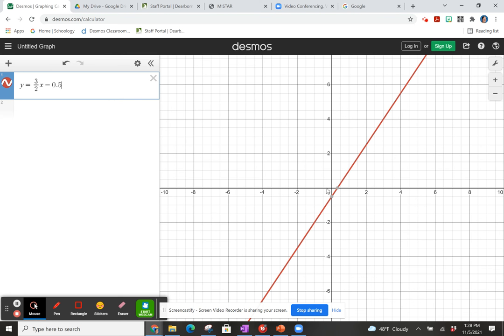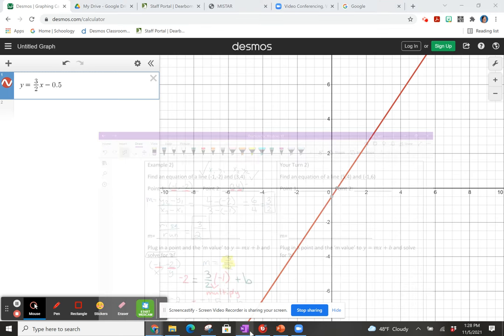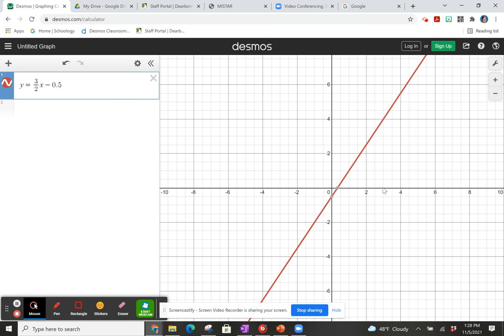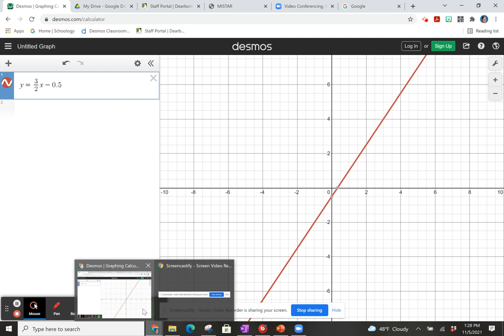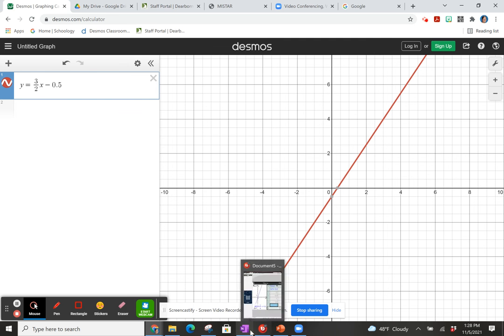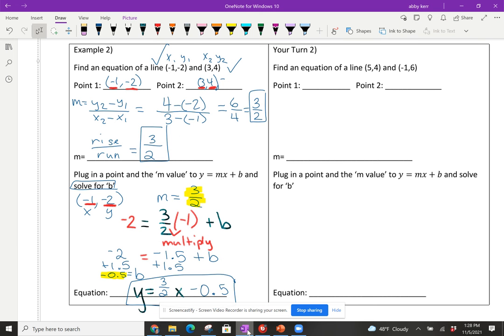Let's see if it's there. So negative 1 comma negative 2. That's on the line. That's exactly where it needs to be. And then if you look at 3 comma 4, so 3 and then go up 4, 3 comma 4 is right there on the line as well. So you can always check by graphing. If you weren't in class today, I will show you how to do it on the calculator in the class as well.